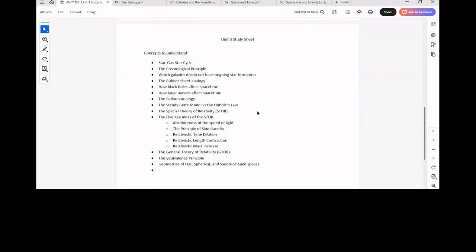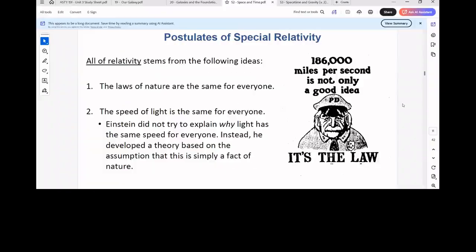The special theory of relativity is the one that we saw a few minutes ago. It assumes that the laws of nature are the same for everyone, and it also assumes that the speed of light is going to be the same for everyone. Notably, this hypothesis doesn't attempt to explain why this is true.